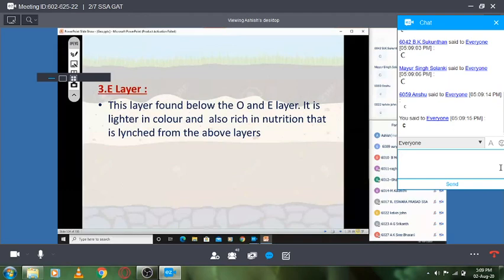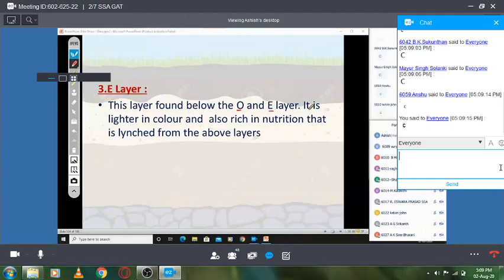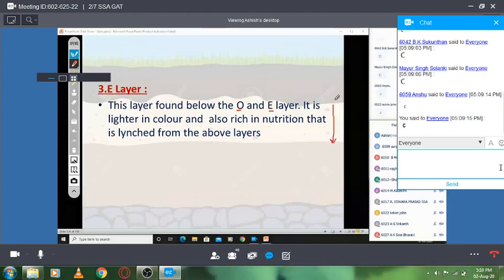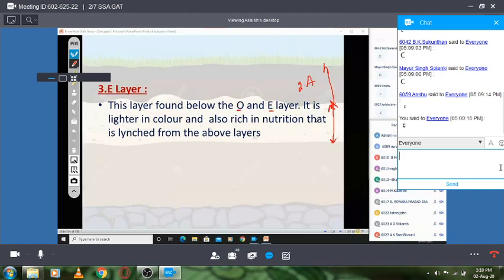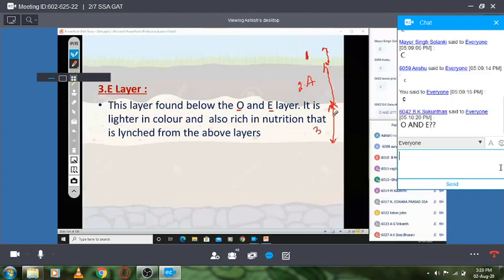This layer is found below the O and A layers. It is lighter in color and also rich in nutrition that is leached from the above layers. This is our A layer, the first layer. This is the second layer. This is our third layer.